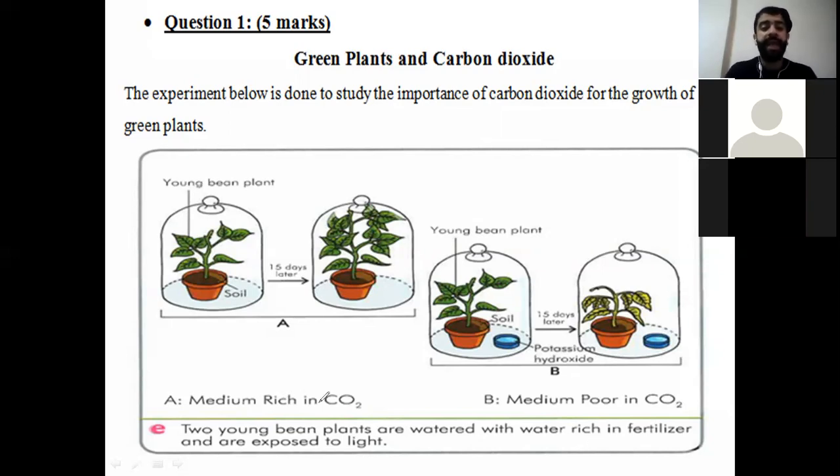In A, it's a medium that is rich in CO2. So here we have a high amount of CO2. However, in medium B, we have a very low amount of CO2, and even CO2 is going to be absent in plant B. In plant A, where the medium contains CO2, it grows tall and green after 15 days. However, in plant B, after 15 days, the plant withers and dies.